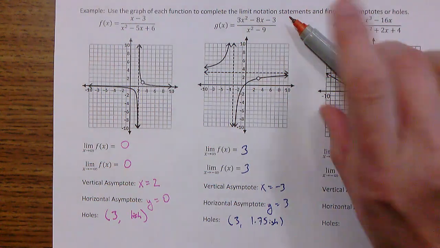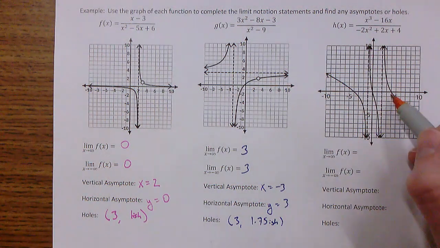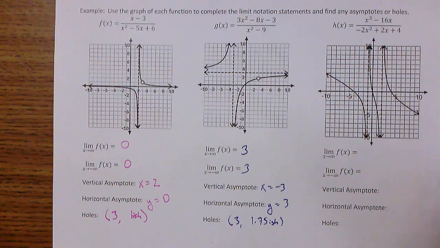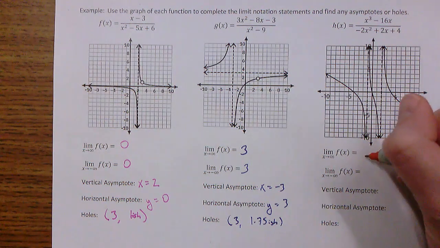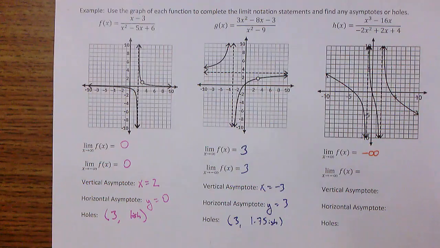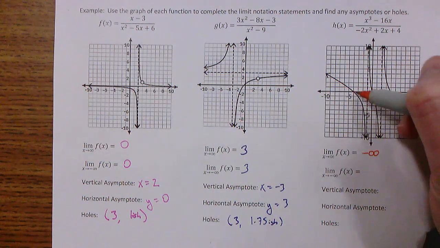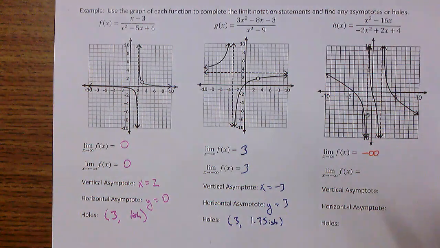So what's our end behavior doing? Well, as my x's are getting infinitely bigger, so I'm coming out this way, what's happening? This is going to go down forever. It keeps going down, down, down, down, down. There's no asymptote to stop it. So this is going to approach negative infinity. Okay, on this side, as my x's are going negative, what's happening? This is going up, and it's going to go up forever because there's no asymptote there to stop it.